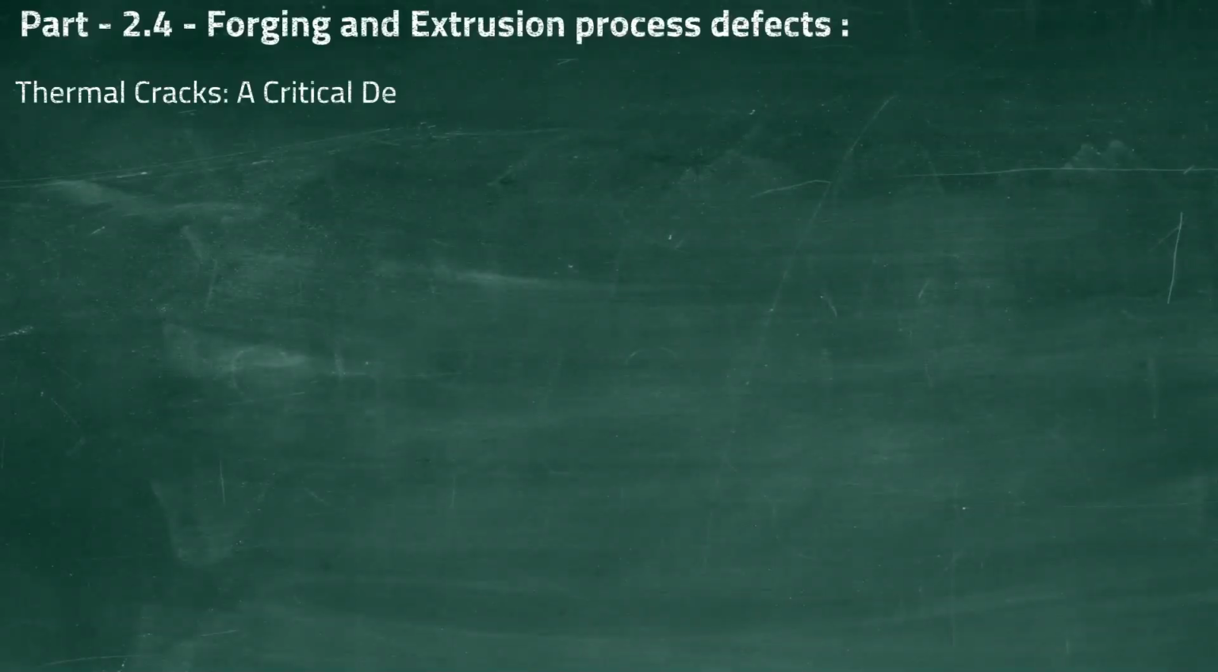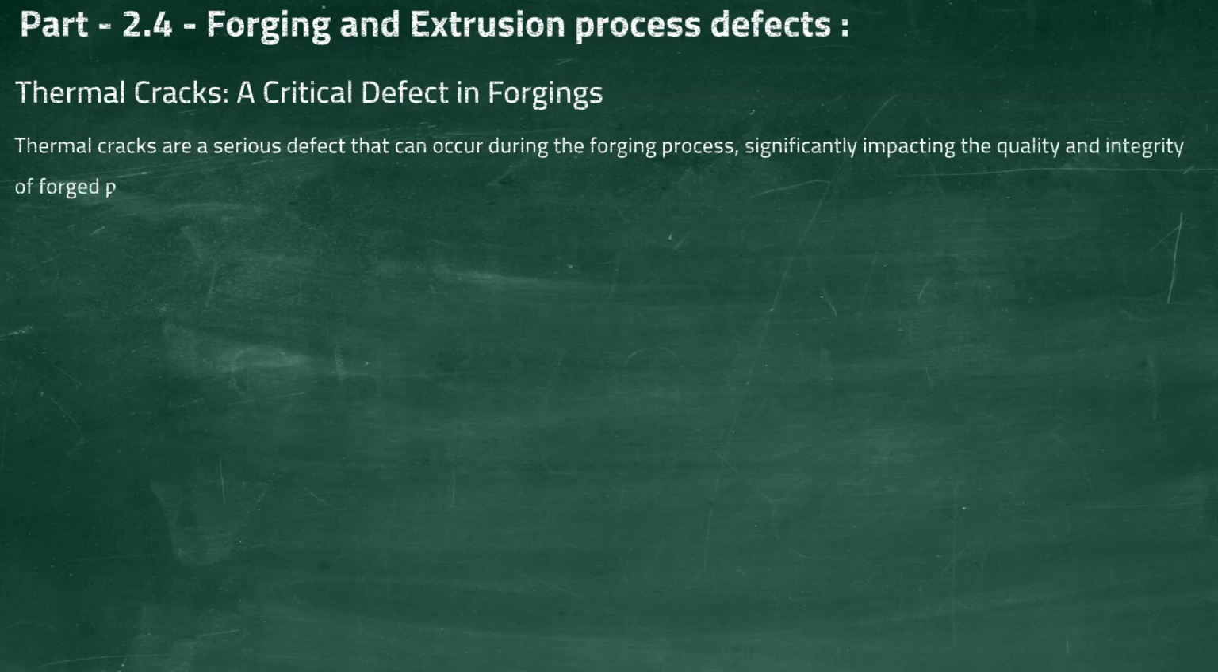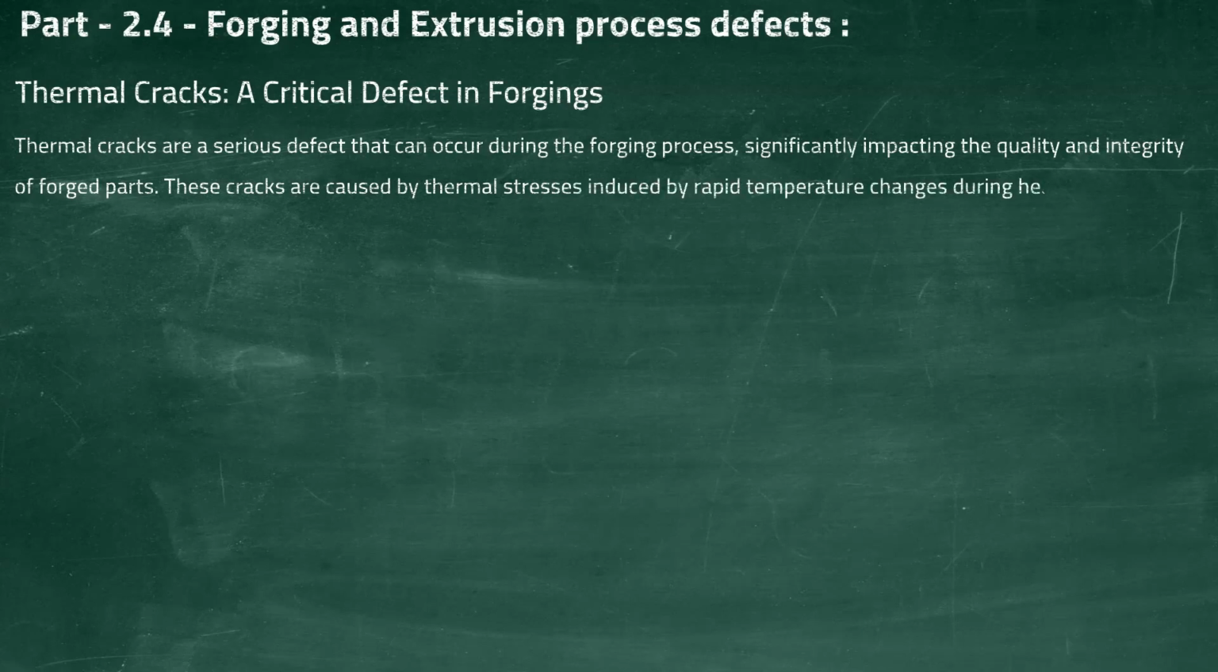Thermal cracks, a critical defect in forgings. Thermal cracks are a serious defect that can occur during the forging process, significantly impacting the quality and integrity of forged parts. These cracks are caused by thermal stresses induced by rapid temperature changes during heating, forging, and cooling stages.